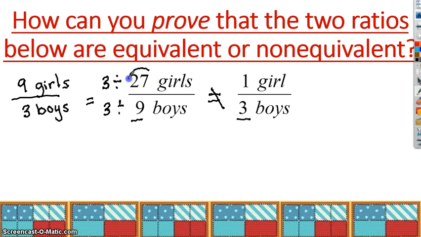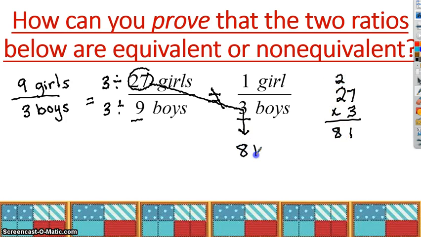You could also cross multiply 27 times 3. 3 times 7 is 21. 3 times 2 is 6, and 2 more is 8. So we get 81. And 1 times 9 makes 9. So again, this is another way to prove that they are not equivalent. 9 does not equal 81, so these two ratios are non-equivalent.